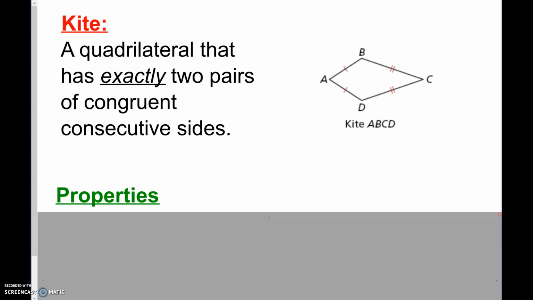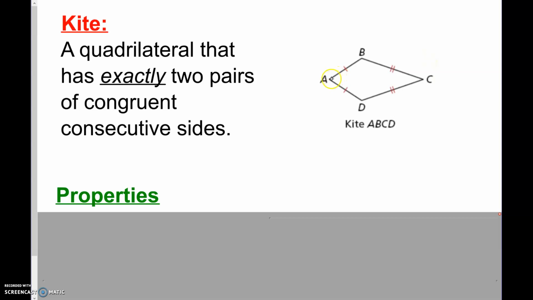When we started with a rectangle or a rhombus or a square, we said it was a parallelogram that has certain properties. This is not a parallelogram. A kite does not have the same properties as a parallelogram. A kite is a quadrilateral that has exactly two pair of congruent consecutive sides.